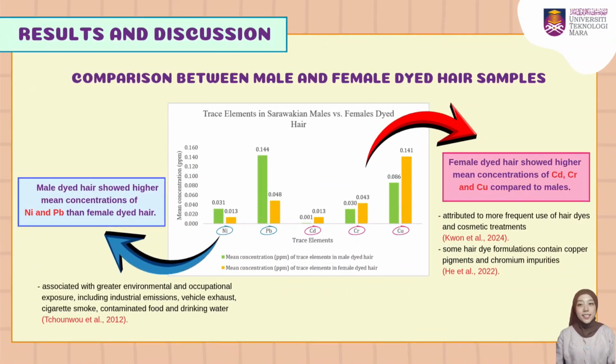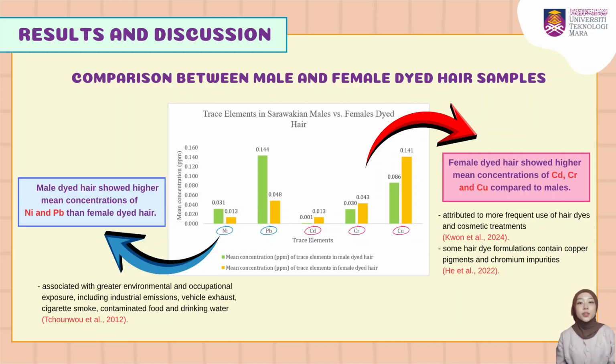Based on this study, as we can see for dye hair samples, male participants show higher concentrations of nickel and lead than female participants. This may be related to greater occupational and environmental exposure, including industrial emission, cigarette smoke, and vehicle exhaust. In contrast, female dye hair contains higher concentrations of cadmium, chromium, and copper. This is likely due to more frequent use of hair dye and cosmetic treatment among females.